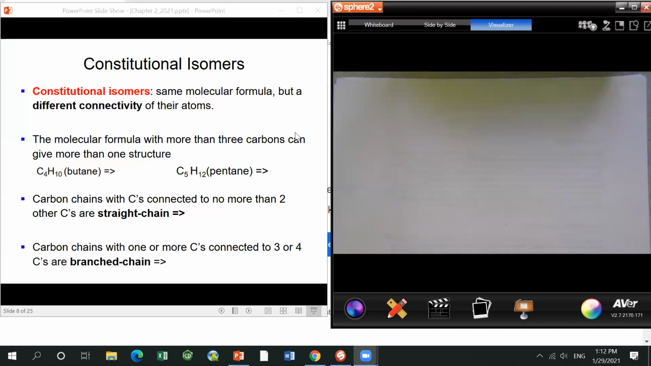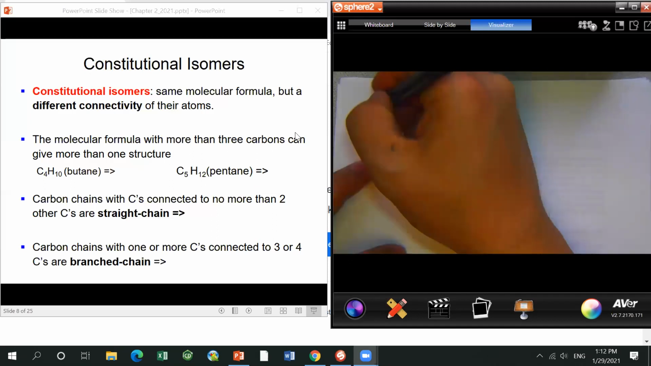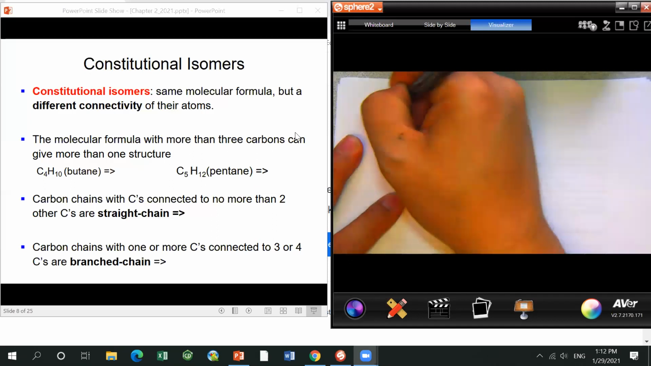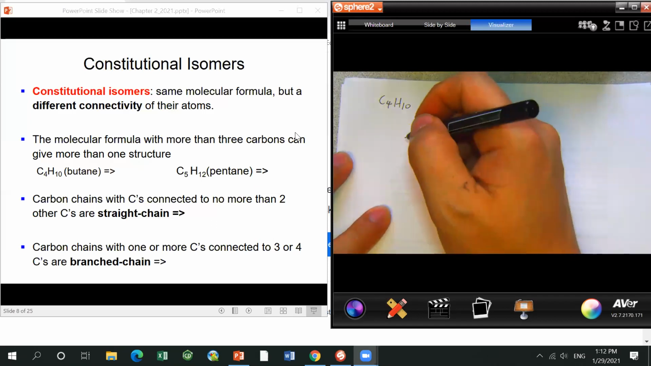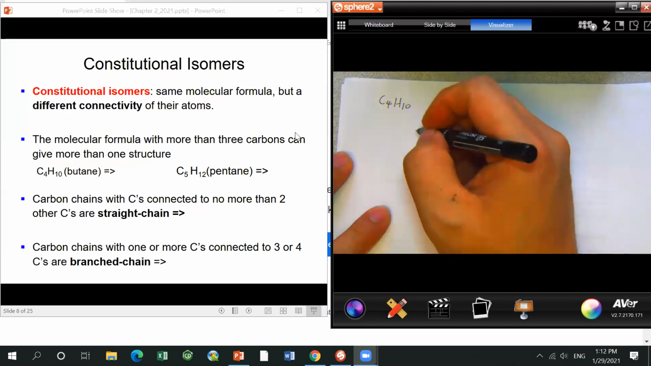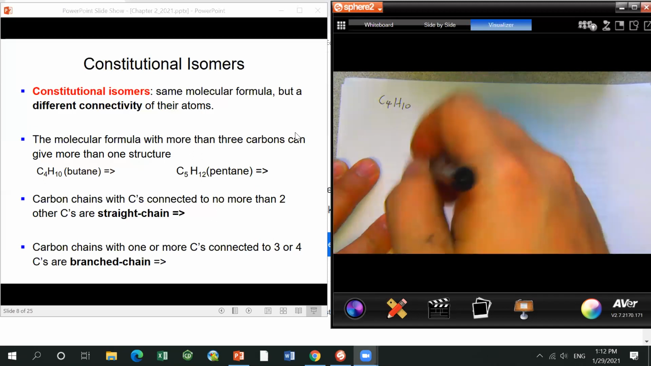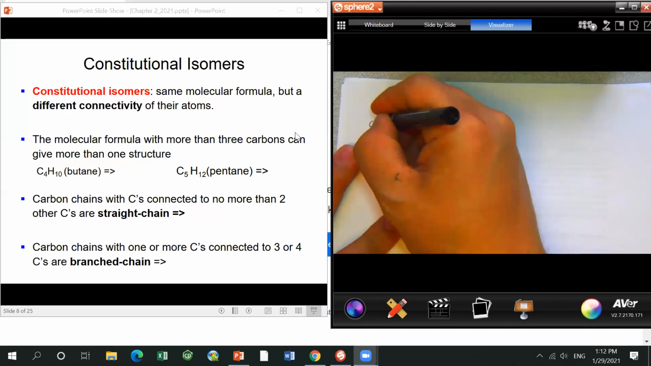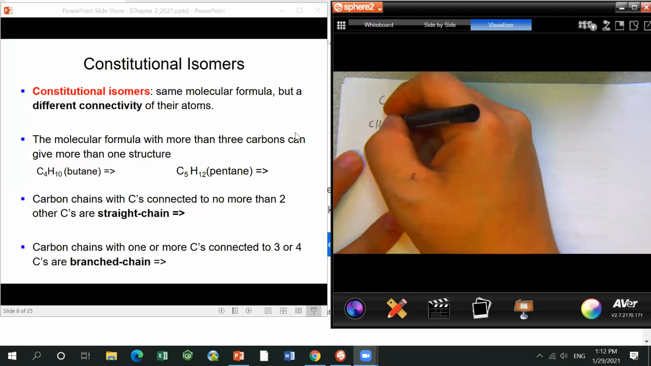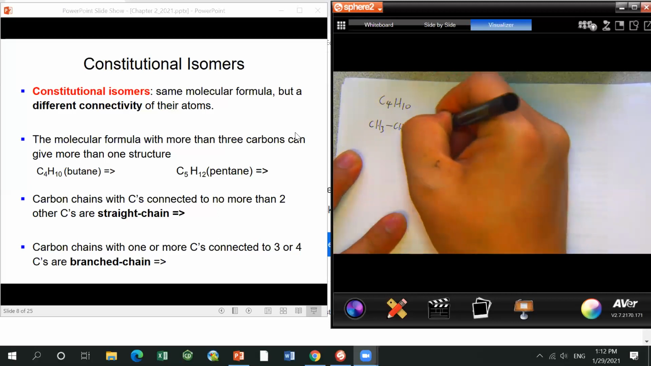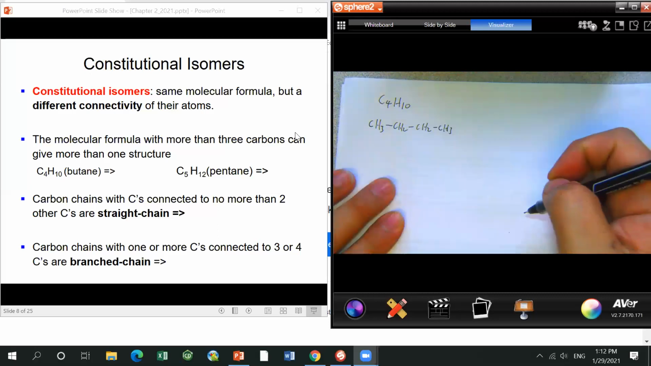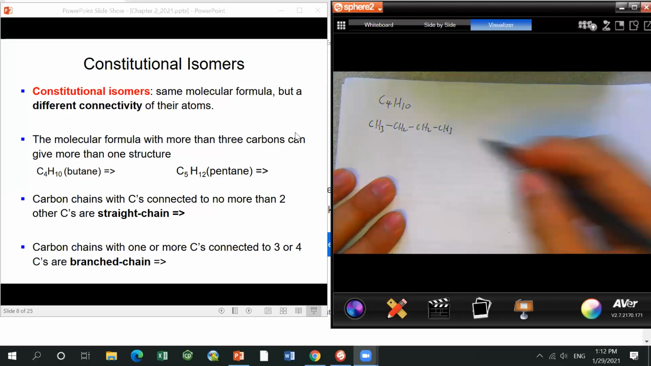Let me give you one example: C4H10, four carbons, 10 hydrogens. Based on this formula, you can draw two different molecules. The first example I use the condensed structure: CH3, CH2, CH2, CH3. That's four carbons, 10 hydrogens.